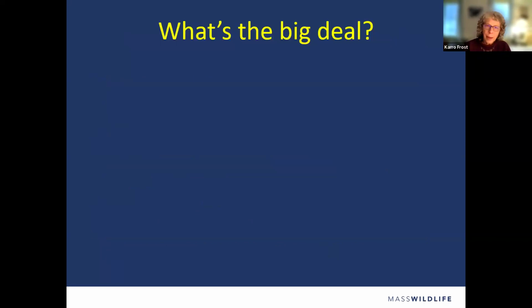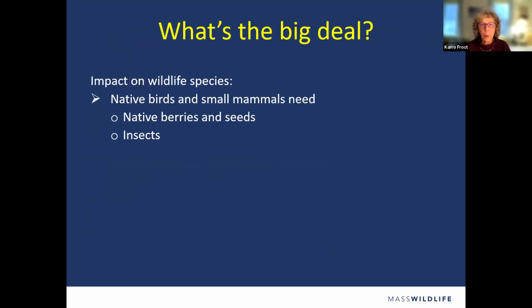So what's the big deal? Well, we have an impact on wildlife species. Our native birds and our native small mammals need native berries and native seeds. And they need those native insects to eat. They don't survive on a lot of the introduced things.